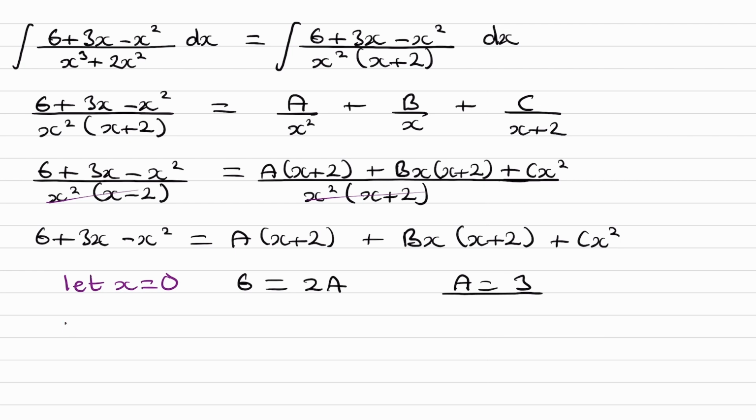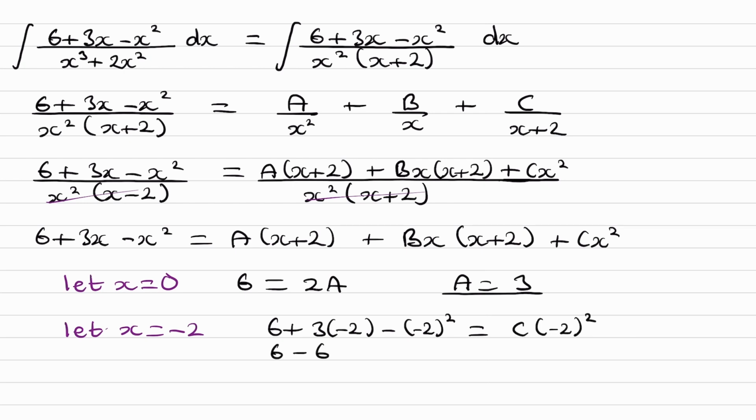We can then let x equal minus 2, and that makes this bracket 0. So then on the left-hand side, we have 6 plus 3 times minus 2 minus 2 squared. And on the right-hand side, again, these two brackets are now 0. Therefore, we're just left with c multiplied by minus 2 squared. Okay, so let's just tidy this up. 6 minus 4 is equal to 4c. That's just the same thing as minus 4 is 4c, so then c is just equal to minus 1.